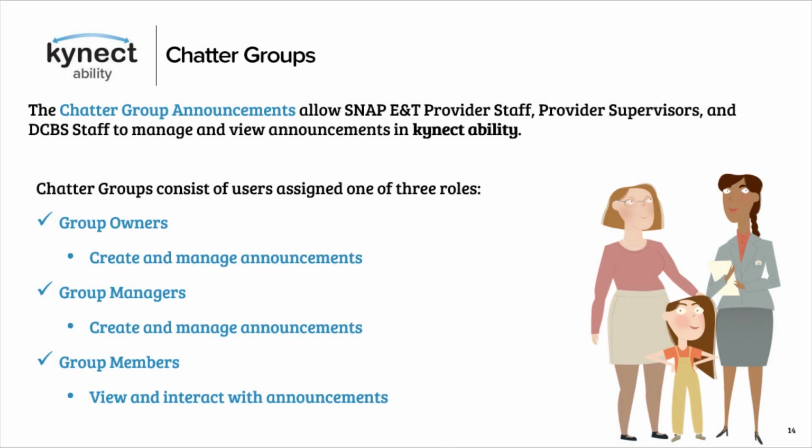The Chatter Group Announcement feature allows providers, supervisors, and DCBS staff to manage announcements in Connectability. Each chatter group consists of users assigned one of 3 roles: Group Owner, Group Manager, or Group Member. Users with Group Owner and Manager roles create and manage announcements and group members, while group members may only view and interact with posts.